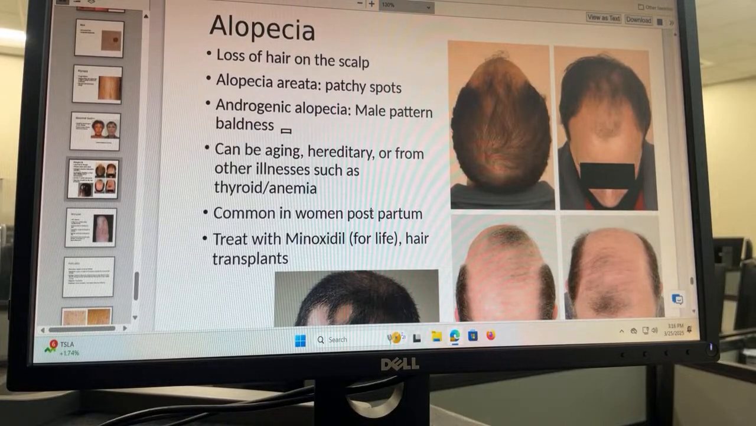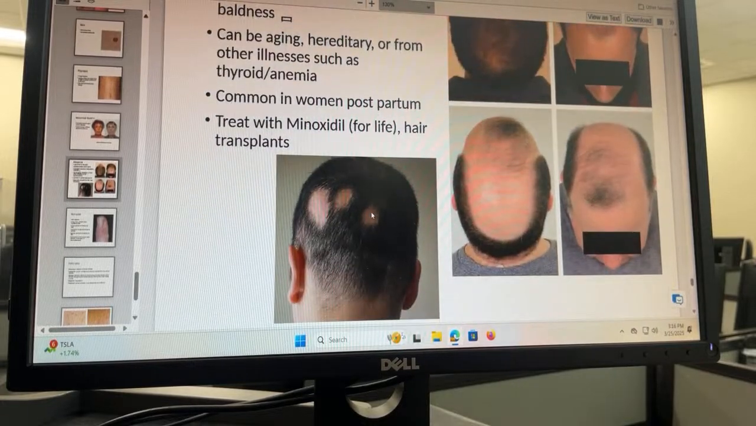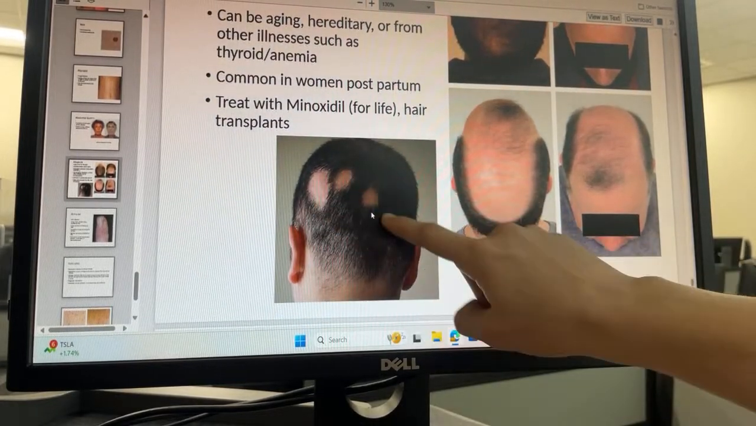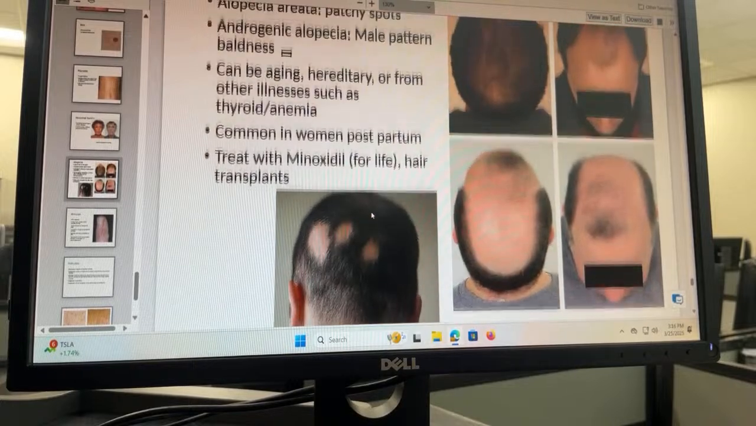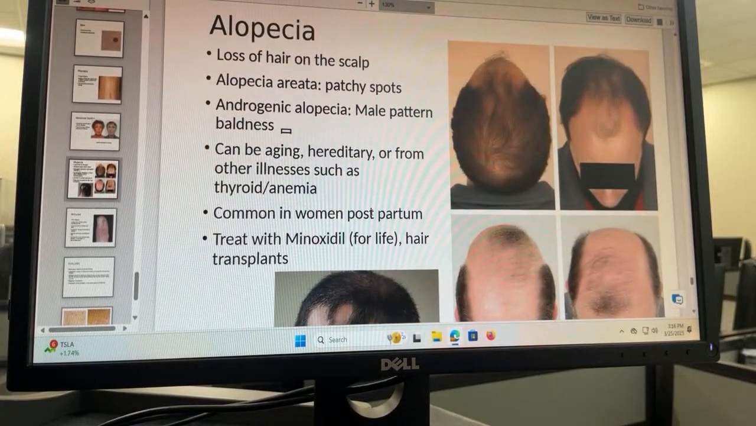Okay, so now we're in alopecia, which is just the medical term for baldness. Basically just losing hair in the scalp. There are 2 types. There's alopecia areata and androgenic alopecia. So alopecia areata is basically when you start losing hair in patches and like random spots like that. Whereas androgenic alopecia is what they call male patterned baldness.